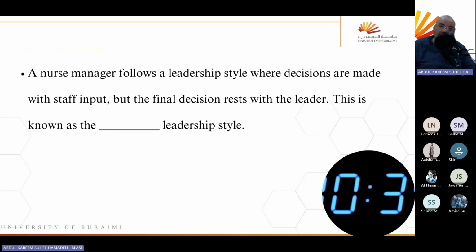Nurse managers follow the leadership style where decisions are made with the staff input, but the final decision rests with the leader. This is known as the blank leadership style. Leadership style where decisions are made with the staff input but the final decision rests with the leader.